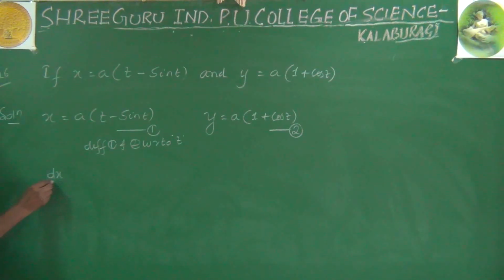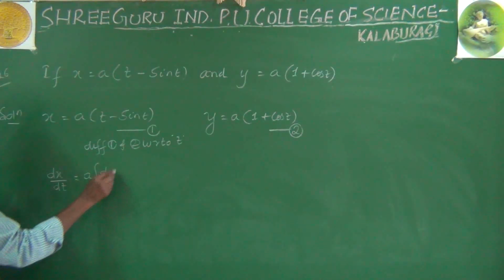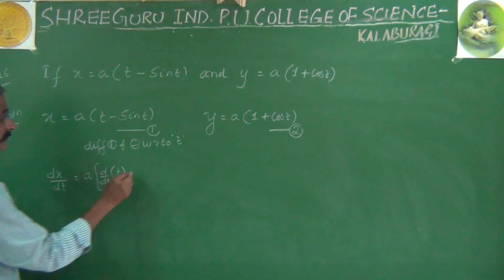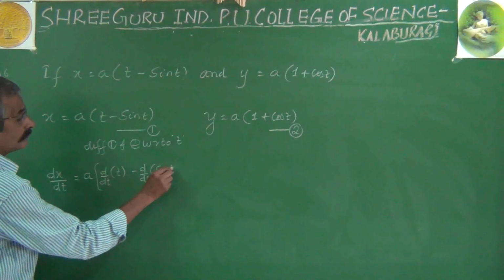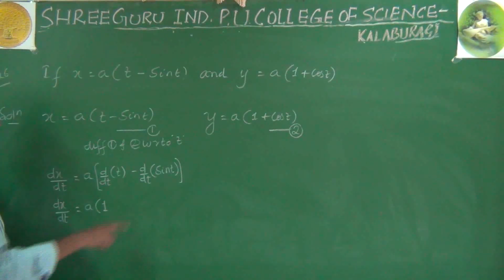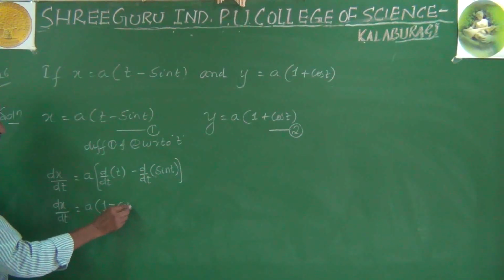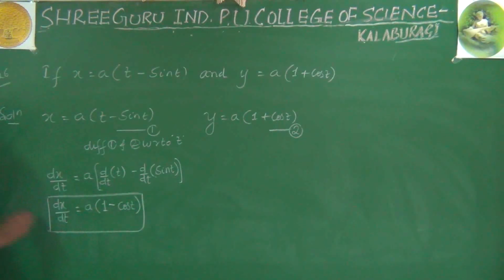dx by dt, right hand side, a outside, by sum rule, first term differentiation of t with respect to t minus differentiation of sin t with respect to t, or dx by dt equals a into bracket, differentiation of t with respect to t is 1, whereas differentiation of sin t will be cos t. Better highlight it, underline it.